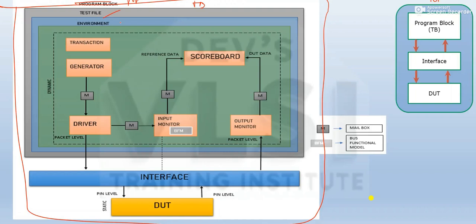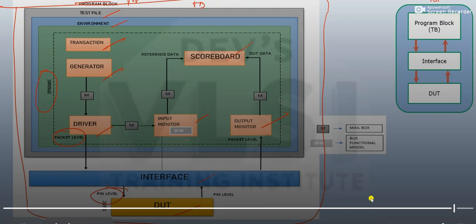Inside test bench, there is a test file, then test env. Inside env: transaction generator, driver, input monitor, output monitor, scoreboard. And there is a static interface. The virtual interface they have not shown, but it will be present when you do the coding. And here is the DUT, which works at pin level, while the other side is packet level data. All these files are dynamic. You can see where mailbox is utilized.